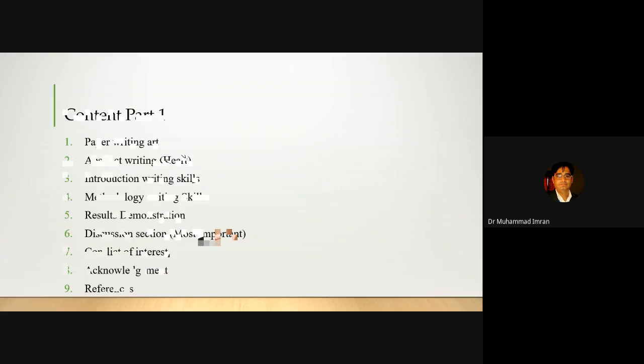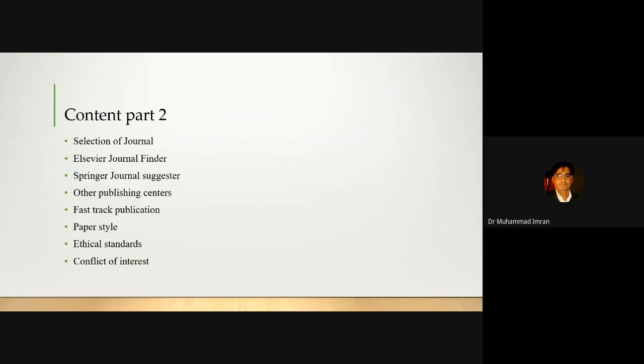What are the content of a best paper? A best paper or a good quality paper contain title, abstract, introduction, methodology, result, discussion, conflict of interest, acknowledgement, and references. Then the second part we will discuss later.